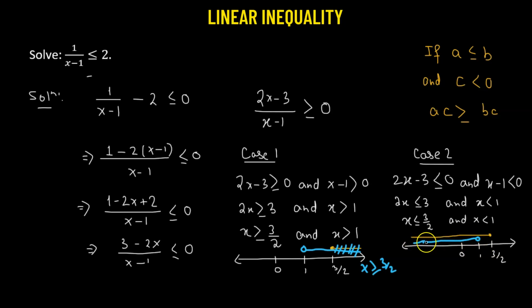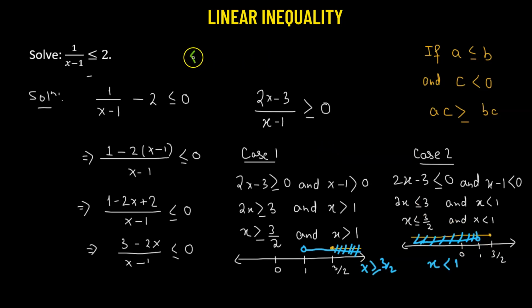Now we need to find the common solution of x which satisfies both these inequalities. So this is going to be this common region. This common region means we have to consider the values of x which are less than 1. Will not include 1. 1 is not a part of the solution. Now let's combine these two solutions.